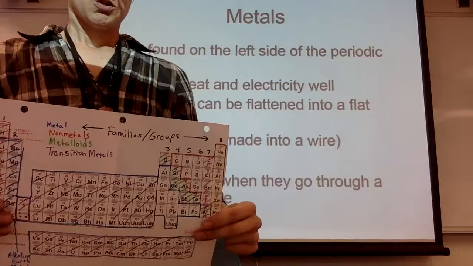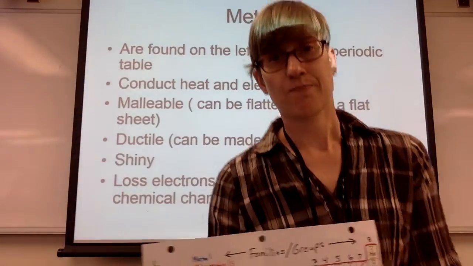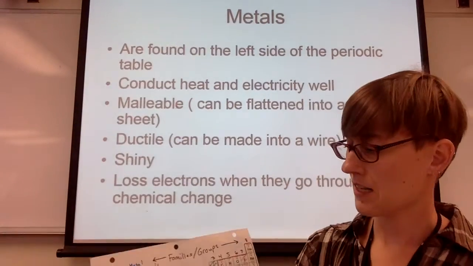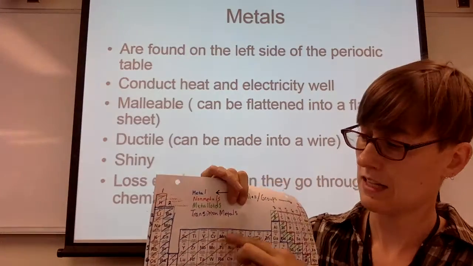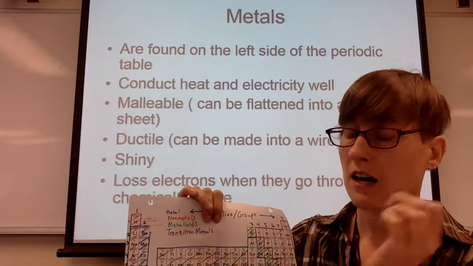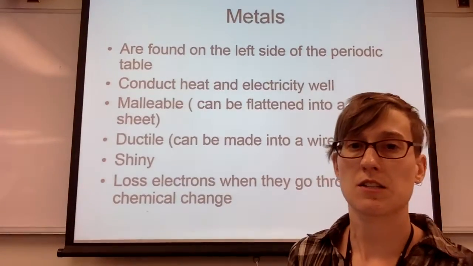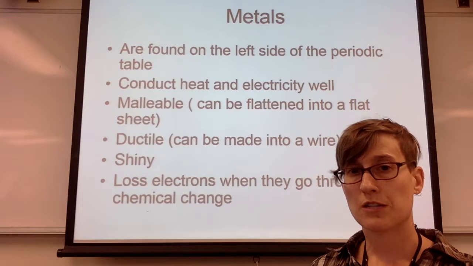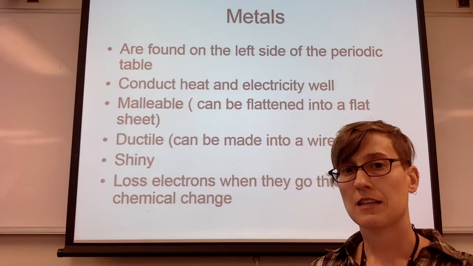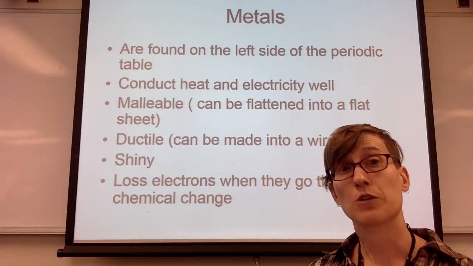So first thing we're going to look at is metals. And you find metals on the left-hand side of the periodic table, which is over in this area here, and they actually extend into this area. And the things about metals are they conduct electricity and heat well. They can be formed into flat sheets or into wires. They're shiny, and they lose electrons when they go through chemical changes.